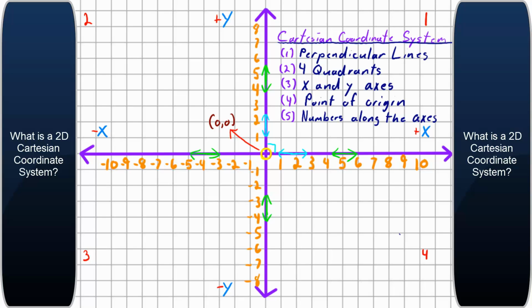Let's look at number 5 now. Numbers along the axis. Number 5 refers to all the orange numbers you see on the X and the Y axis.